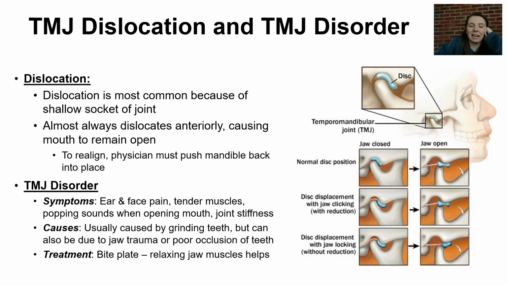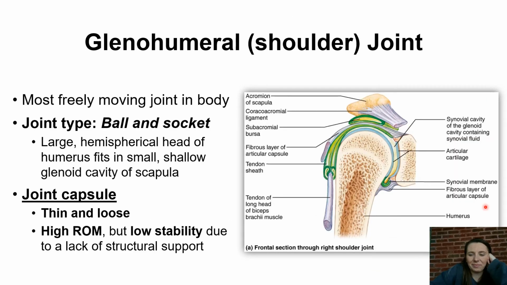So, fun facts. All right, so at this point, we're going to move on to the shoulder joint. And the shoulder joint is the most freely moving joint in the entire body. And this joint is a ball and socket joint.